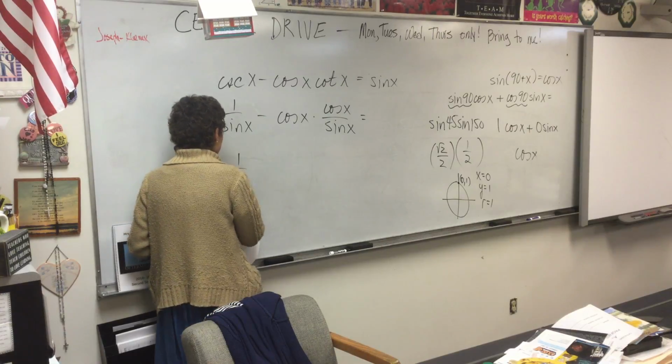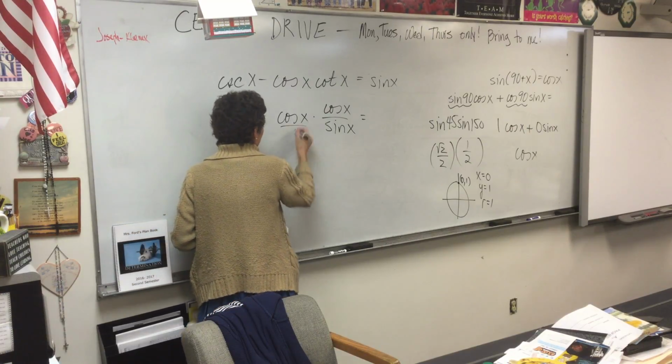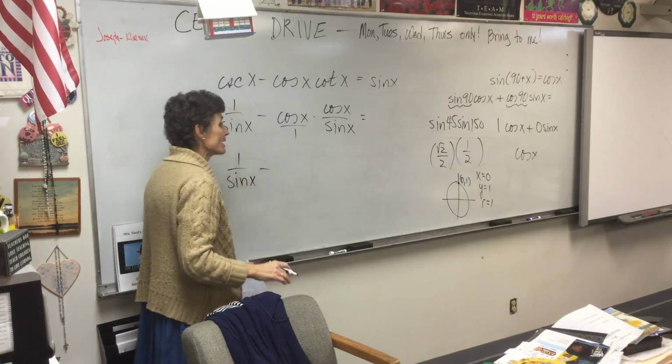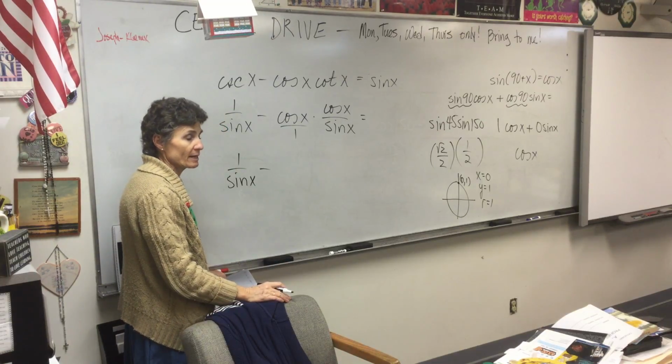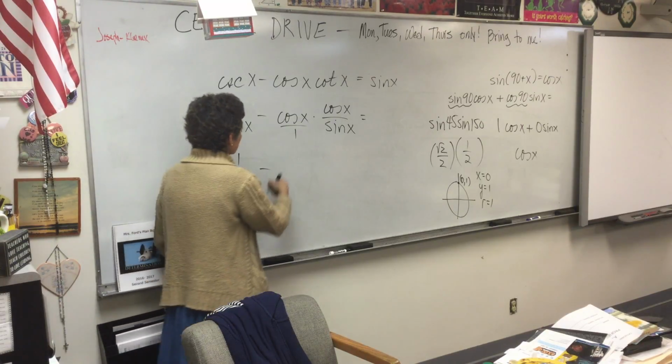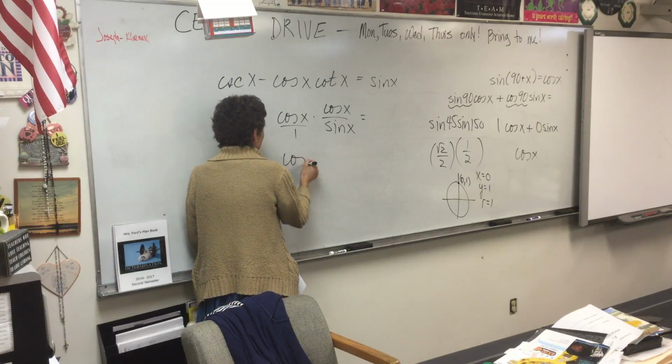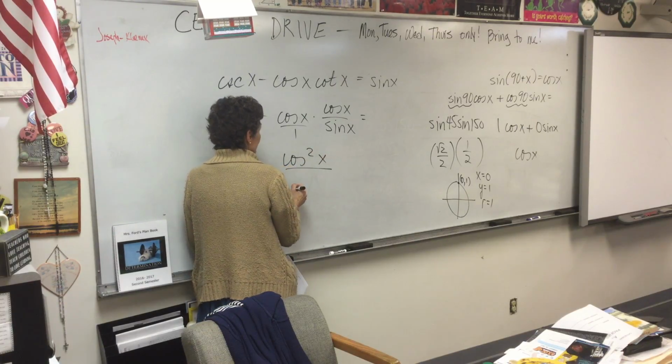Now, this is 1 over sine. These are fractions being multiplied. You do not need a common denominator when you multiply. When you multiply, you just go straight across. So what's that going to be? Cosine squared over sine.